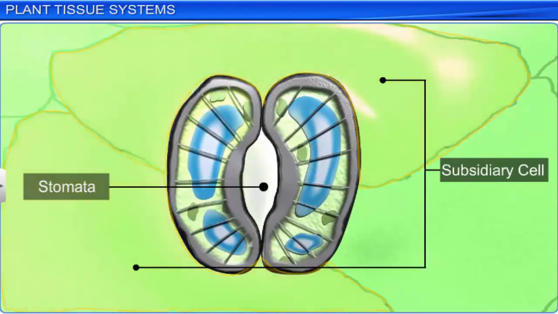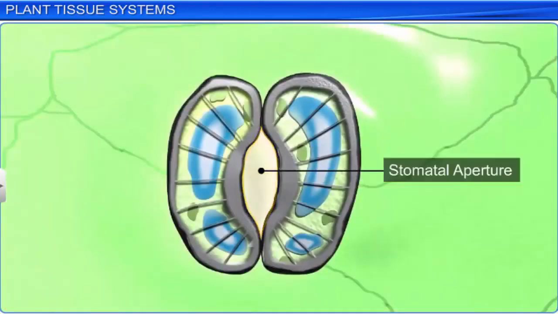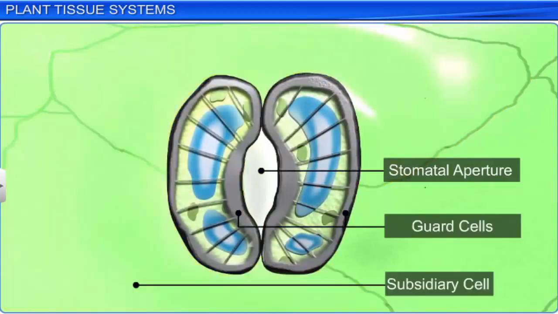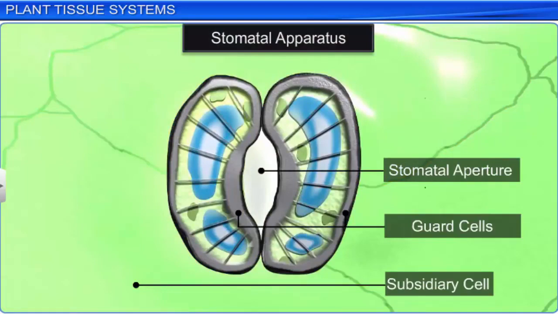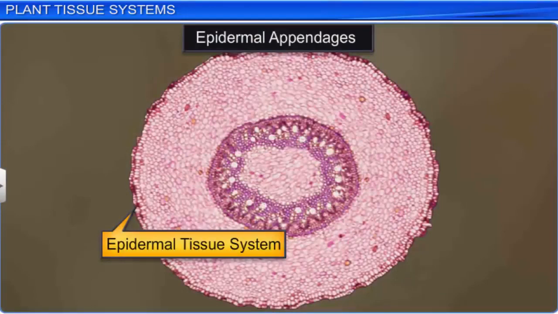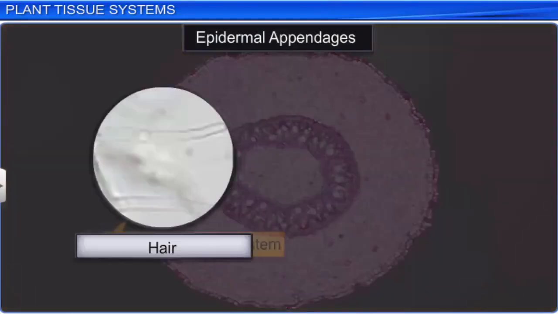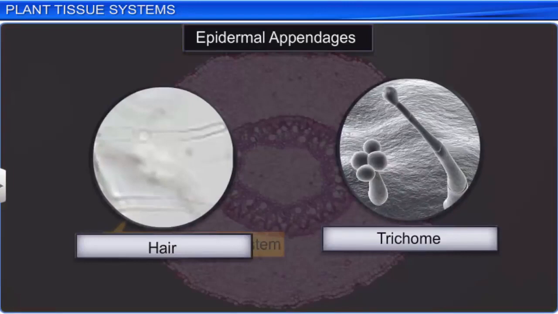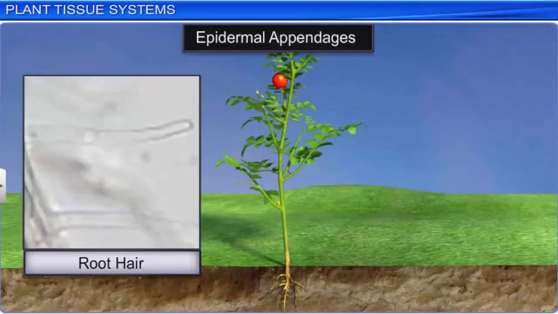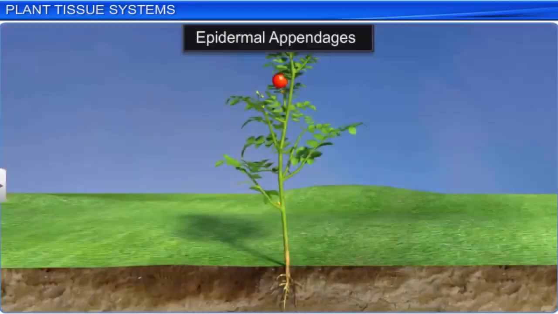The stomatal aperture, guard cells, and the surrounding subsidiary cells are collectively called stomatal apparatus. The epidermal tissue has epidermal appendages such as hair and trichomes. The root hairs are unicellular elongations of the epidermal cells, and they help absorb water and minerals from the soil. The epidermal hairs on the stem are known as trichomes.